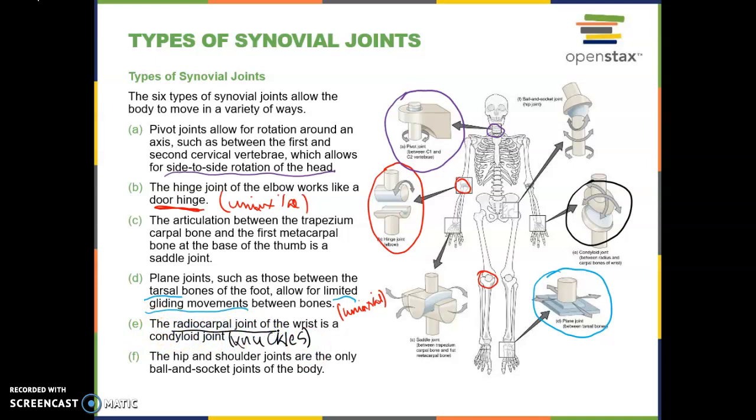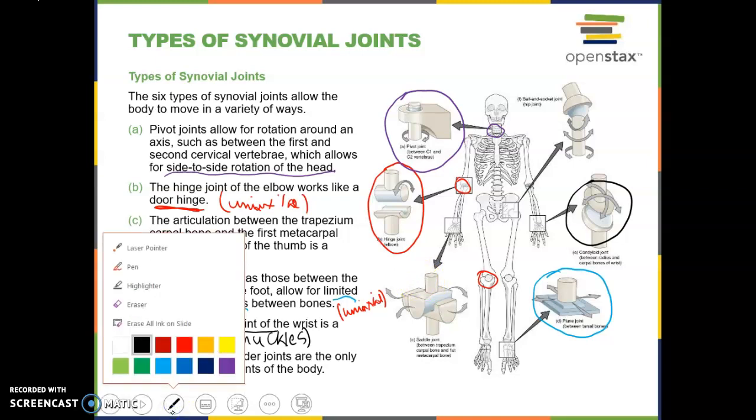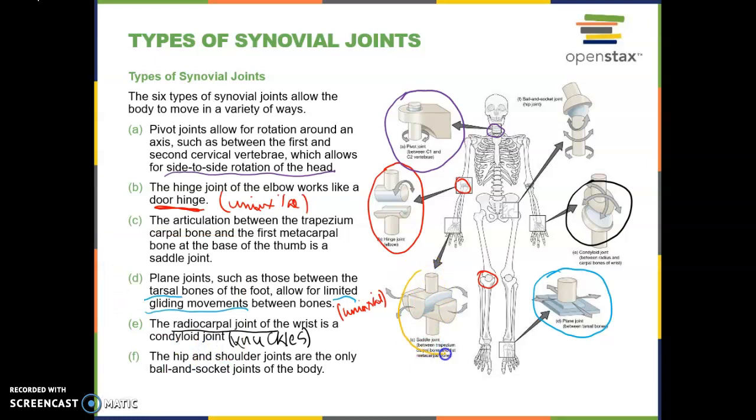The fifth one is saddle, which is right here. Again, change color. Okay, saddle, which is right here. A classic example is the joint between the carpal and first metacarpal. So the first carpometacarpal joint is an example of saddle.